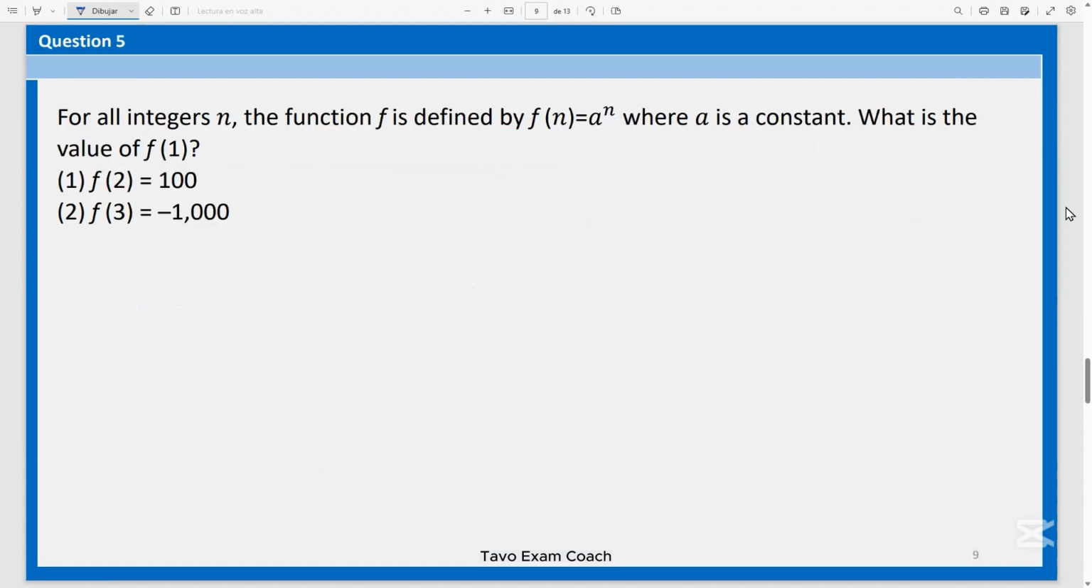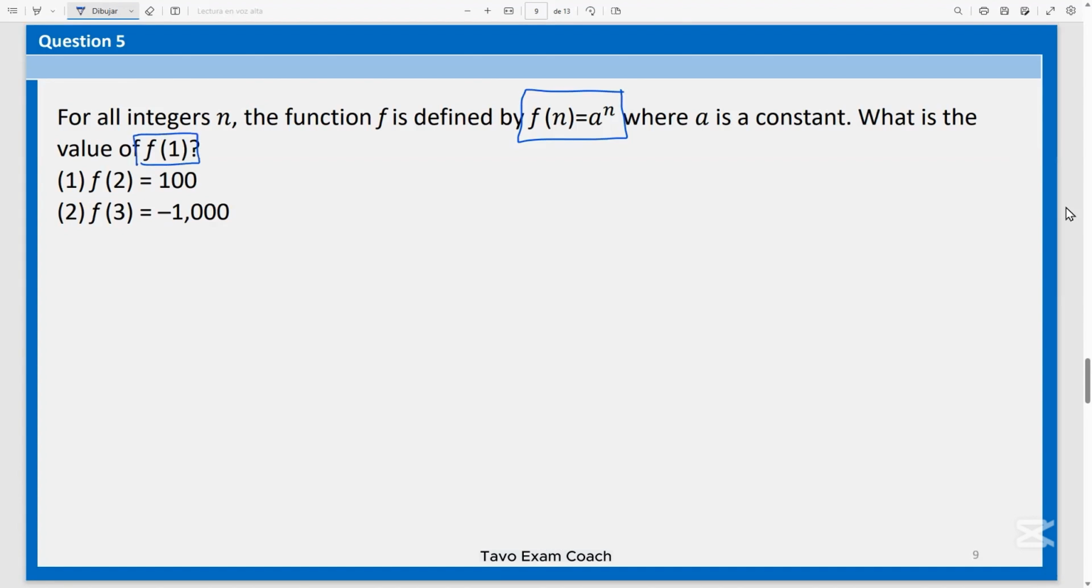Question 5. It gives us another definition of a function f. It says for all integers n, the function f is defined by f of n. This equality defines the function or the algebraic rule f. F of n equals a up to n, where a is a constant. That is a numerical value, but we don't know which one, at least for the time being. What's the value of f of 1?